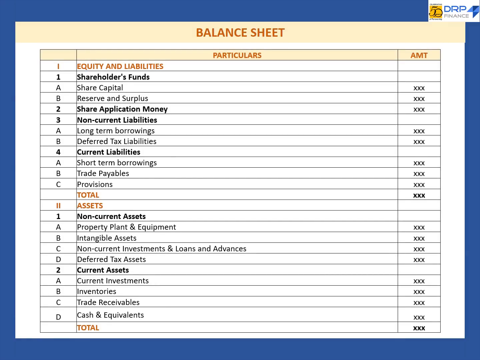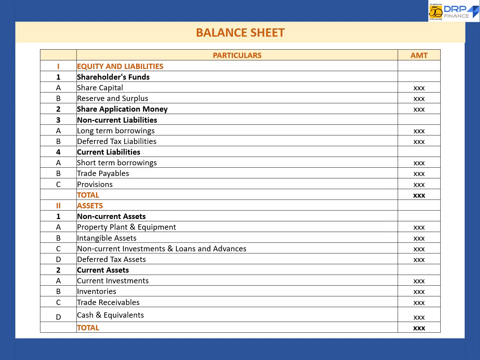Moving on to the balance sheet, it has two parts: equity and liabilities, and assets. The sum total of both sides is equal. Equity is what the business owes to its owner. It represents the residual interest in the business that belongs to the owner. Shareholder funds comprise share capital and reserves and surplus. Then we have share application money pending allotment.